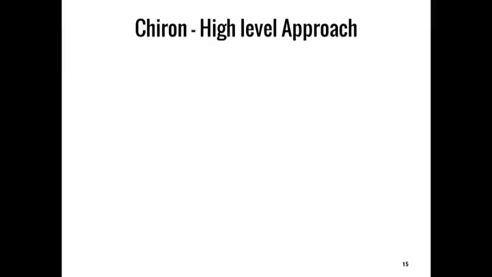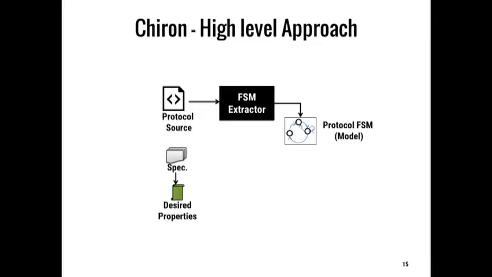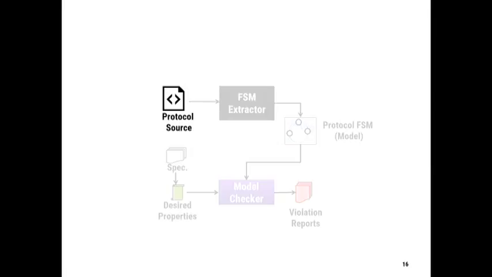Now, let me give you a high-level approach of Chiron. Given a protocol source, Chiron tries to extract the FSM that was implemented in the source, and we get an extracted protocol FSM. Now, given the desired properties, which are derived from the specification, we feed the properties and the extracted FSM into a model checker. The model checker checks whether the extracted FSM satisfies the given properties. If not, that means there is a violation, and it will report the violation. Now, let's take a look at each block step by step.